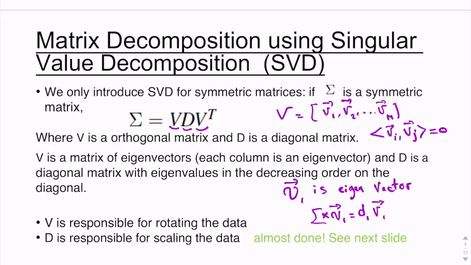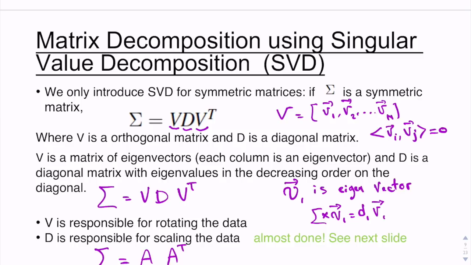One of these is responsible for rotation, another one is for scaling. So far we showed that the covariance matrix is equal to V times D times V transpose. But this is not exactly what we are looking for. We wanted A times A transpose. So the next step is: can I build, out of the product of the three matrices, two matrices, one of which is the transpose of the other?